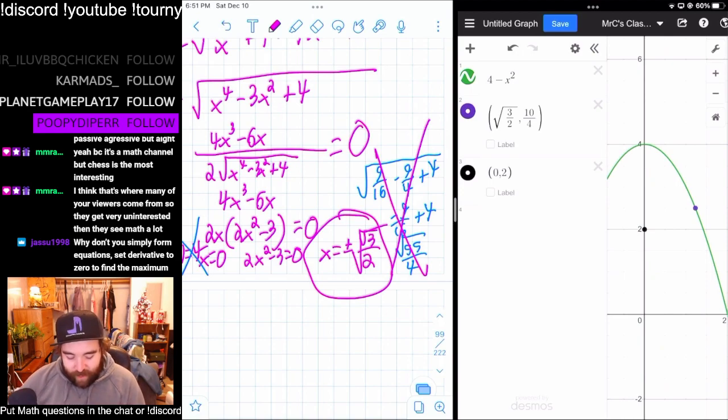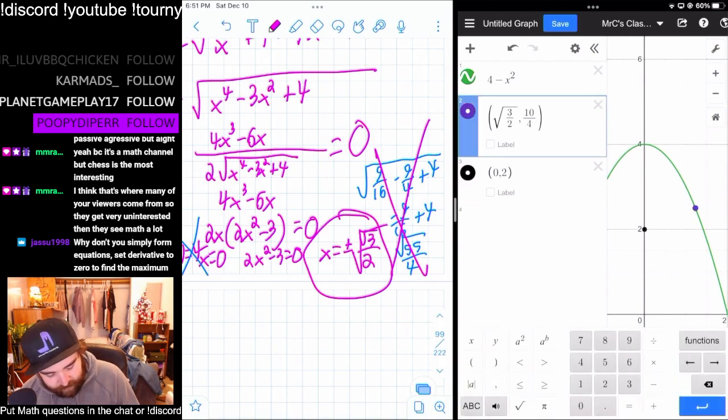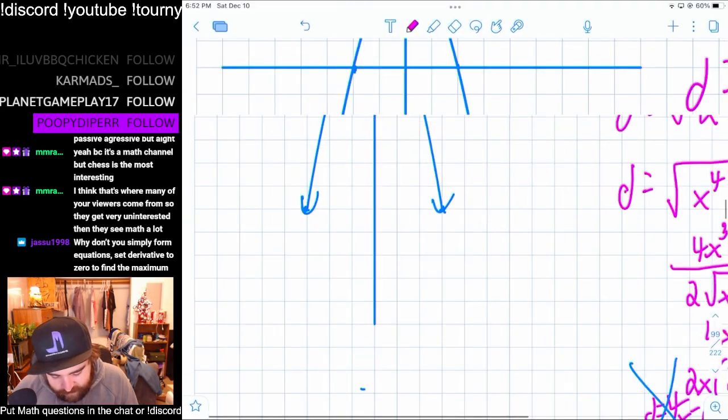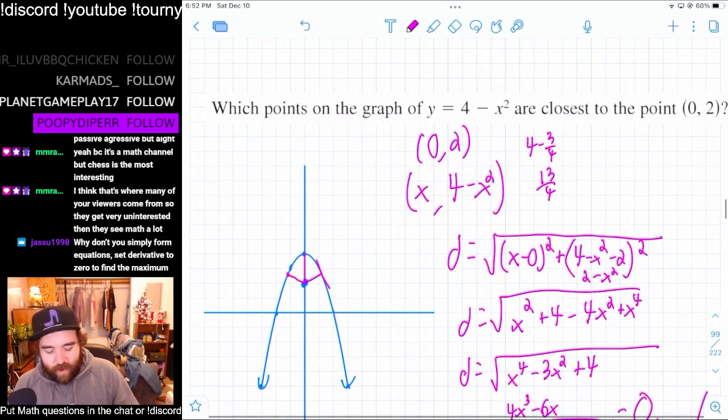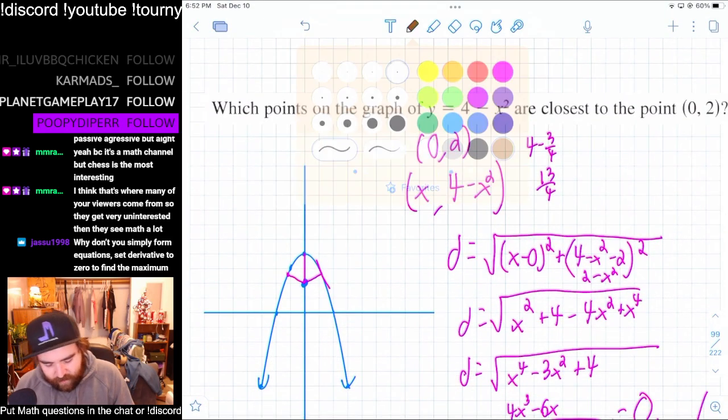So that's the answer. That's the point that is the closest: root 3 halves, comma, 5 halves. Nice. Okay. So I just simply messed up the very end. That's embarrassing. Now I want to try to do this a different way. See if that's even possible.